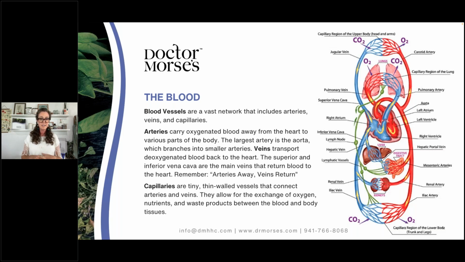But this is where the exchange of oxygen, nutrients, and waste products happens between the blood and the body. Fun fact, I said thousands of miles of blood vessels. It's true, you have about 60,000 miles worth of blood vessels in your body. If you were to line them all up in a row, that would cover the Earth's circumference more than twice. So it's just more attribution to, wow, we are just like little universes unto ourselves.